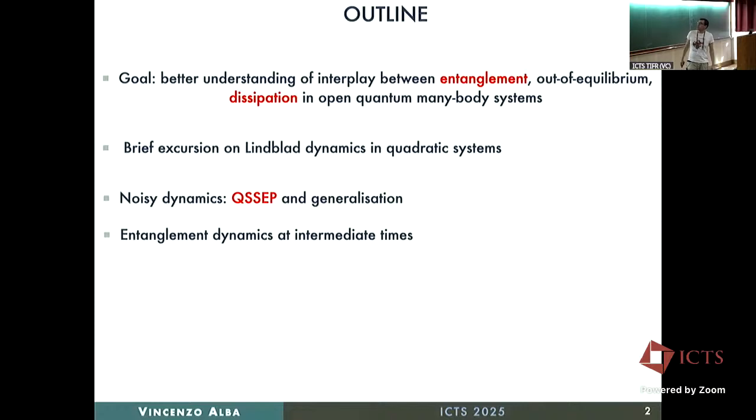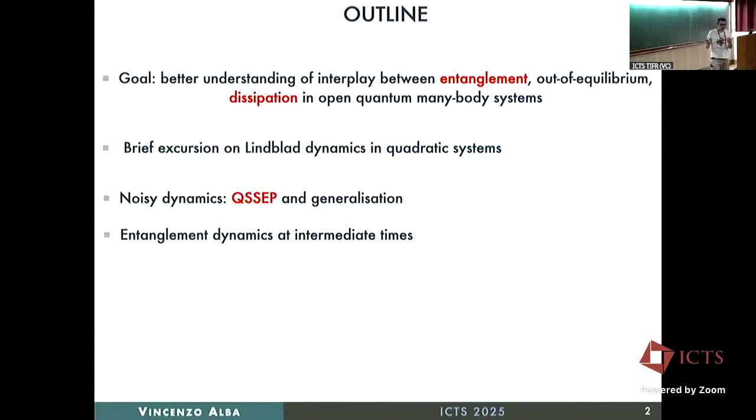So let's start. This is the outline. The broad goal is to understand better the interplay between entanglement out of equilibrium, meaning unitary dynamics, and dissipation. What happens if you have at the same time unitary processes, but also you are coupled to a bath, and your system is a many-body system, so with many degrees of freedom?